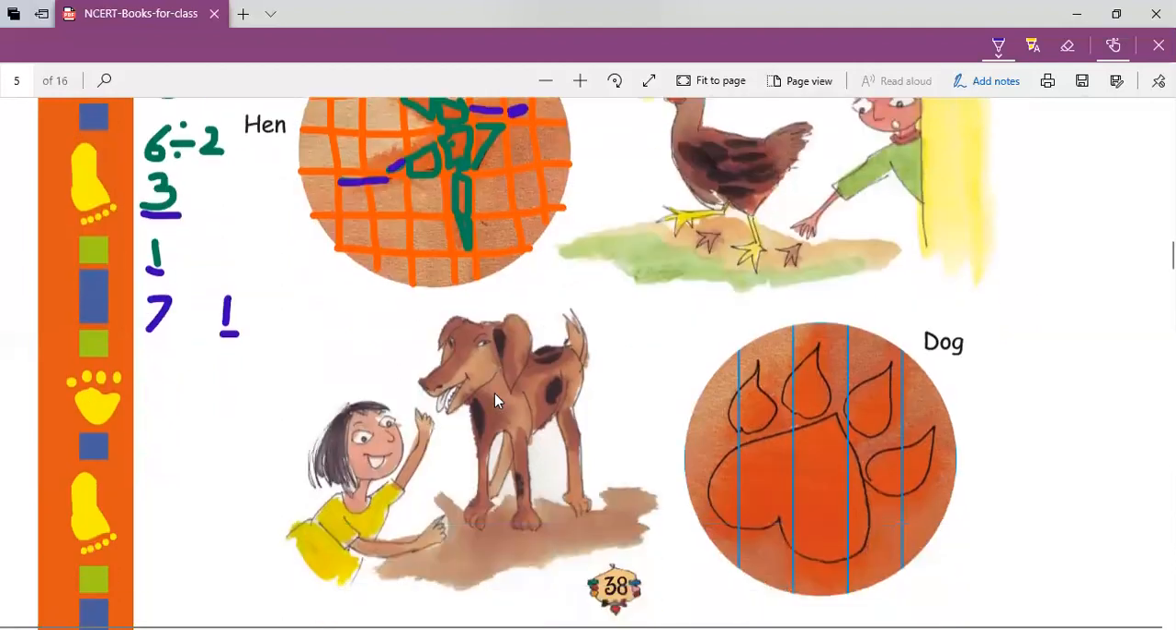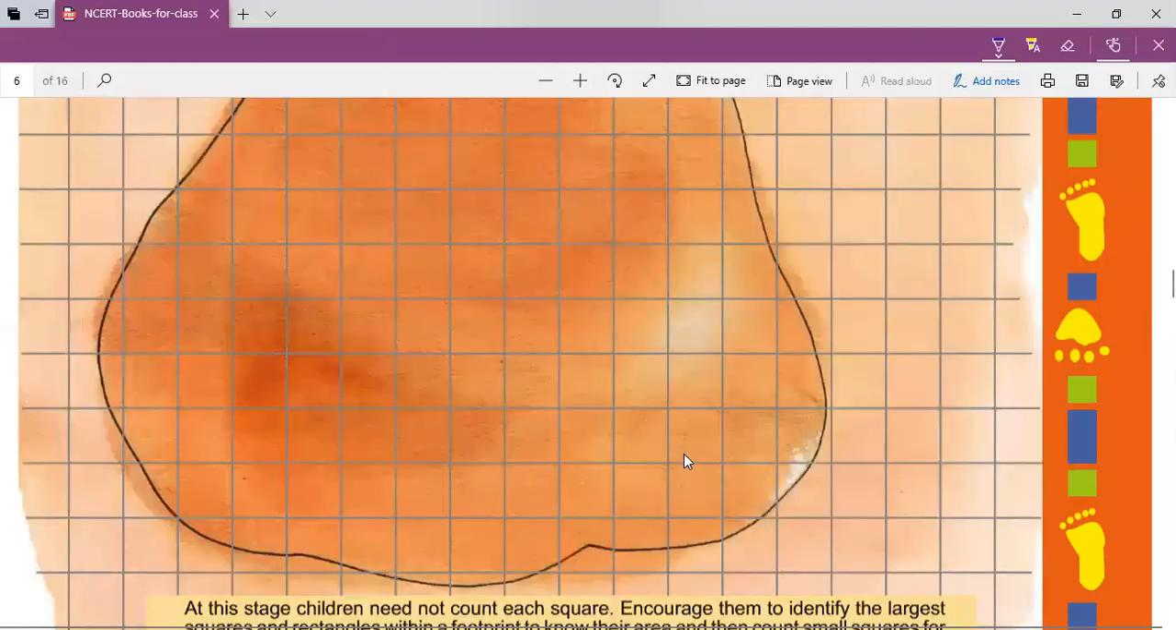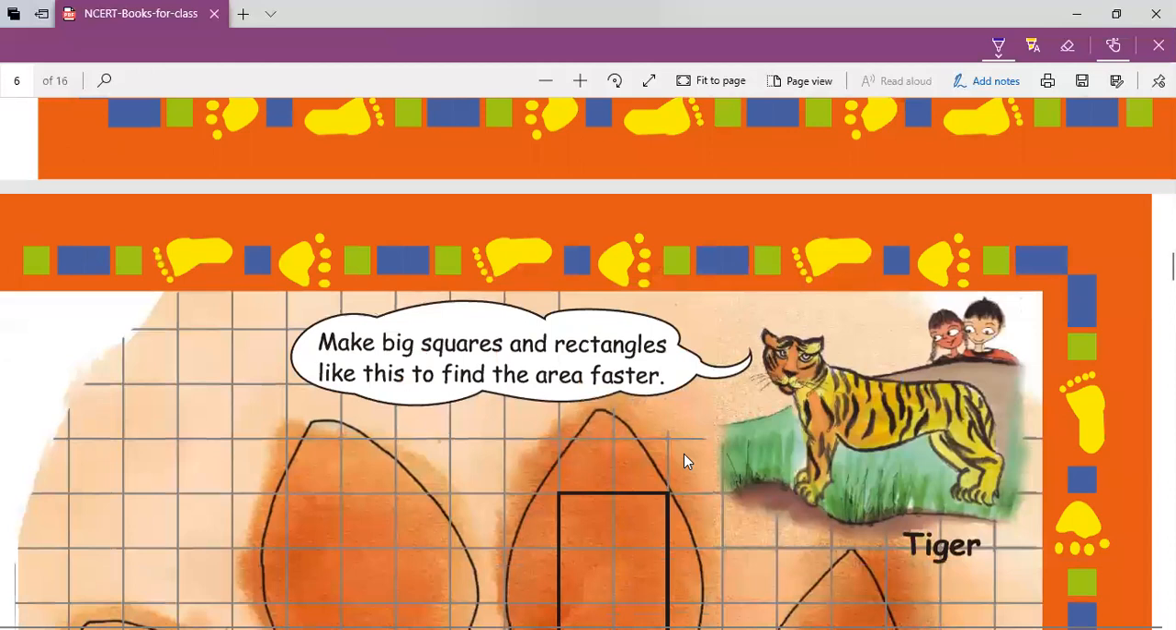Similarly for the dog, they have already drawn the standing lines for you. You have to draw the sleeping lines. Okay, draw it and try to find the area of the dog. Next, page number 39. It is the footprint of a tiger, and it is saying, make big squares and rectangles like this to find the area faster.